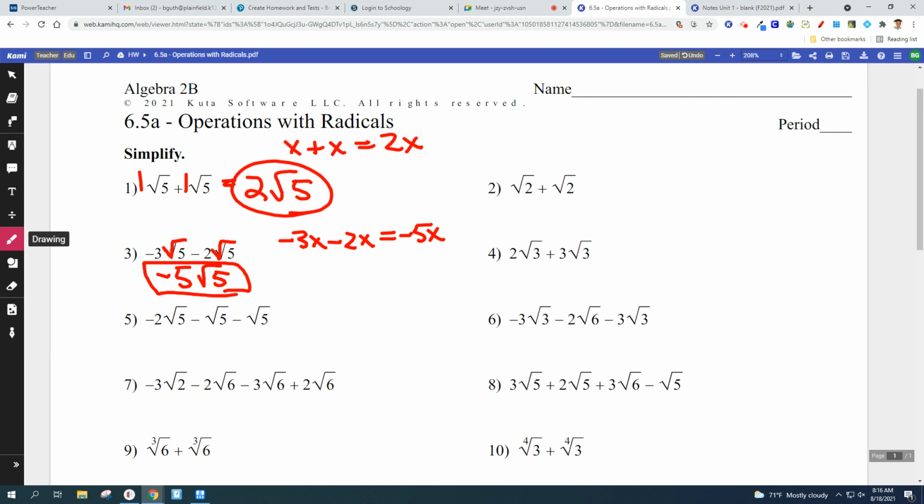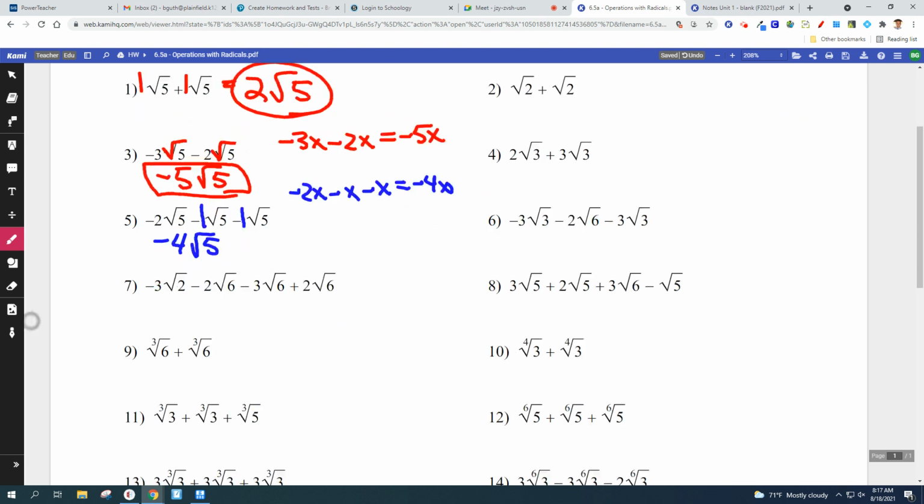Sometimes people miss a problem like number 5 because they don't realize there's a coefficient of 1 right there. But this problem is essentially the same thing as saying negative 2x minus x minus x. That's going to be negative 4x when you add those like terms together. It's negative 4 of those things. So negative 2 minus 1 is negative 4 of those things. We don't even have to do anything with the 5s. Was there a question?